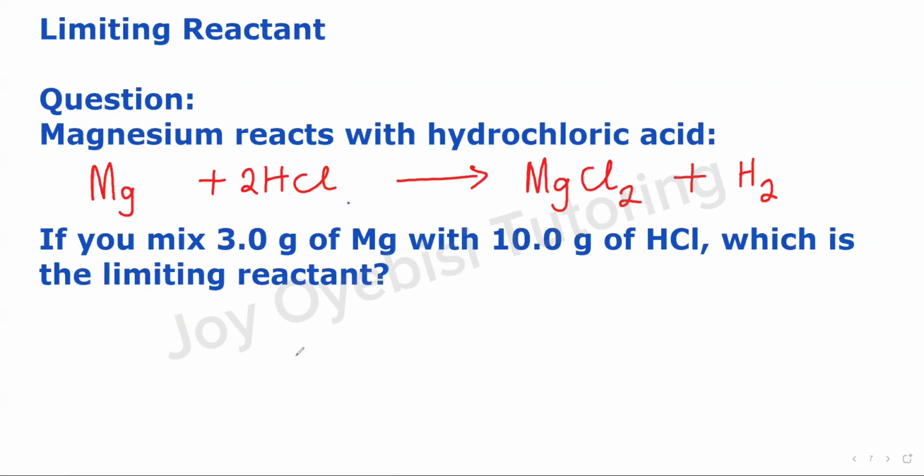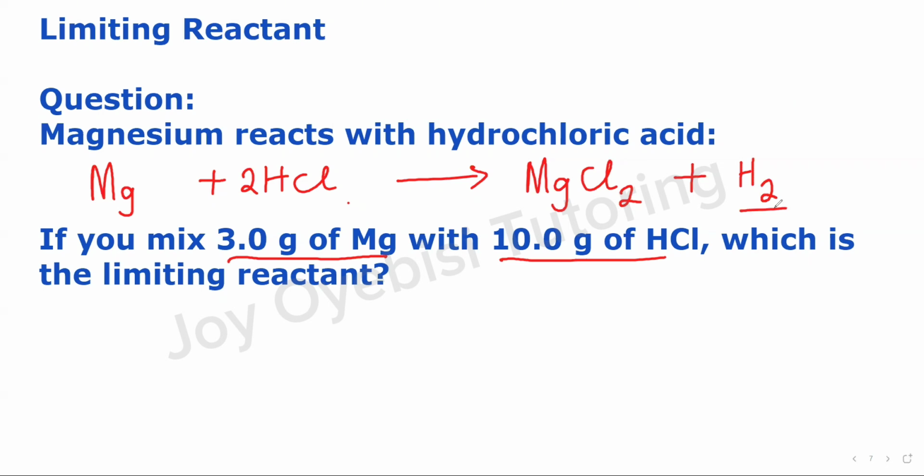Okay, so the next question is on limiting reactants. The question says magnesium reacts with hydrochloric acid, and that's the equation. So if you mix 3 grams of magnesium and 10 grams of HCl, which is the limiting reactant? Now, I have my own method of solving this, and I find it much easier and straightforward, so I'm going to be using that method for you. The idea is you're going to use each of these values separately to solve for the moles of any of the products. So I'm going to choose hydrogen because that's much easier to go about.